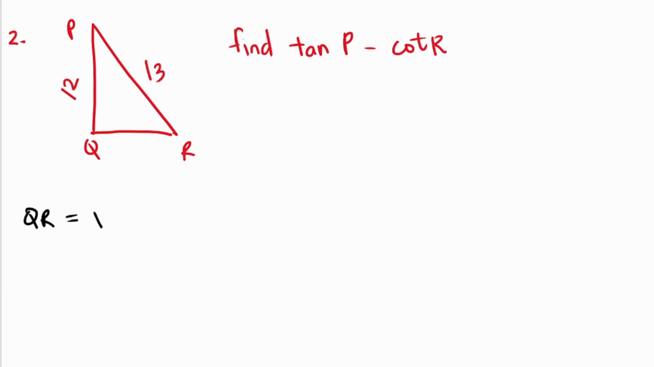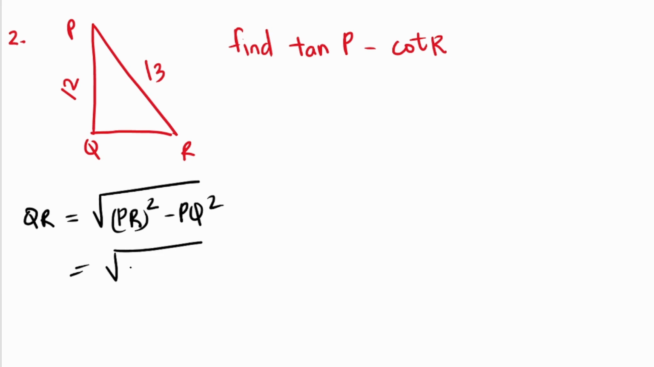So QR is nothing but the square root of hypotenuse square, that is PR square minus PQ square. That is 13 square is 169 and PQ square is 12 square, that is 144. When you subtract, you will get root of 25, which is 5. You have got QR as 5.